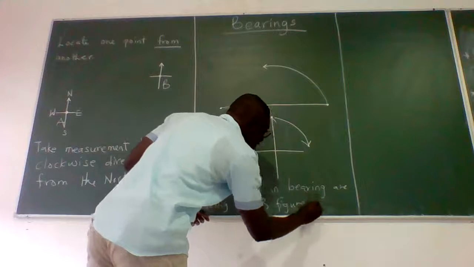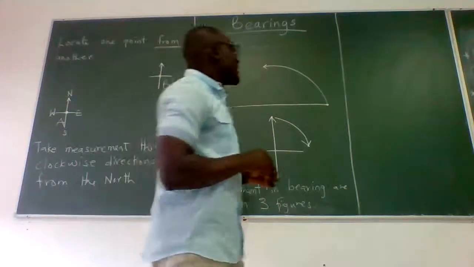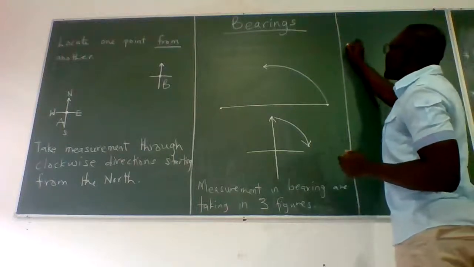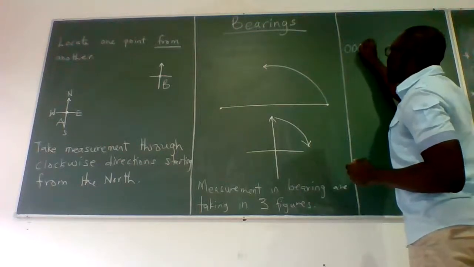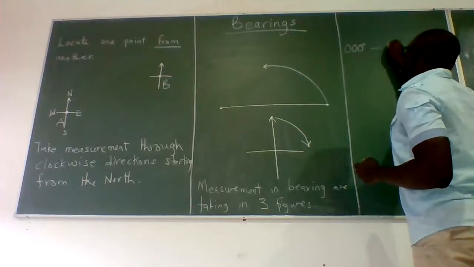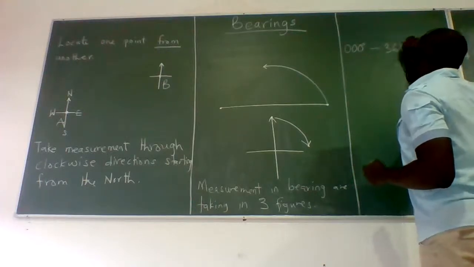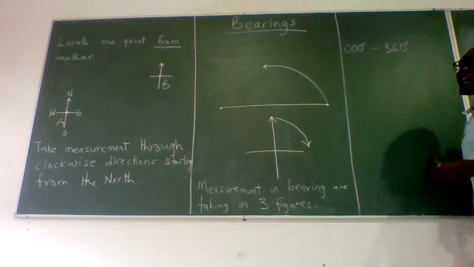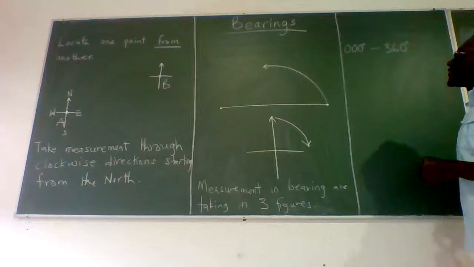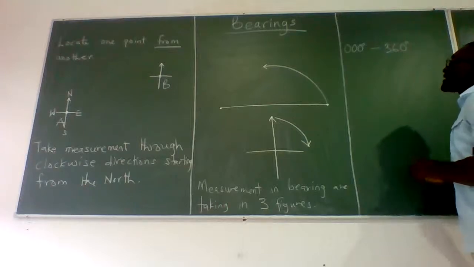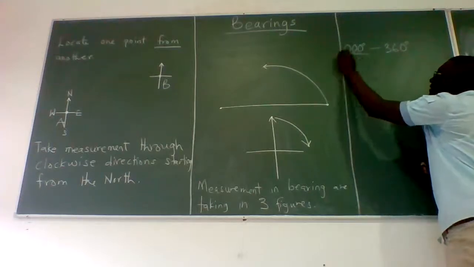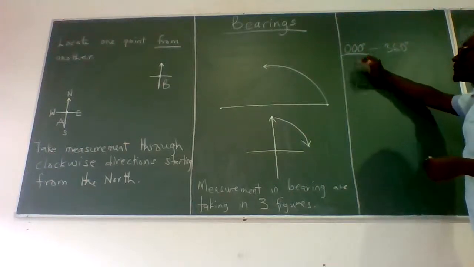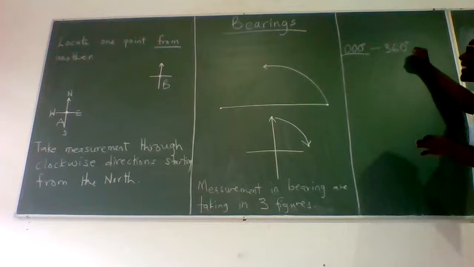In 3 figures. So when you are calculating or measuring your bearings, you will be getting measurements from 000 degrees up to 360 degrees. This is very important. Anytime you are asked to calculate or measure a bearing, you must make sure that you leave your answer in 3 figures, because this is the kind of bearing we are doing. It's called a 3-figure bearing. So you make sure you leave your answer in this form.